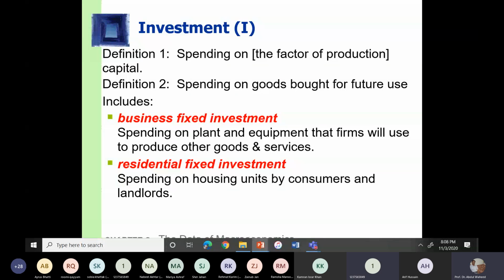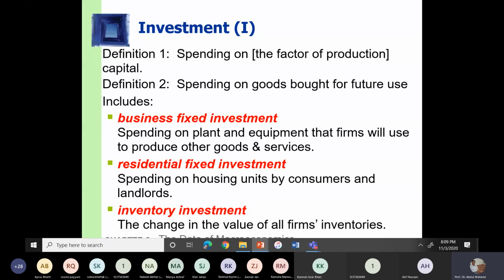Sometimes we buy a household, that would be residential investment. Then we have the third investment, which is inventory investment. A change in the value of all firm inventories. No? Do you know what inventory is? Any idea about inventory?